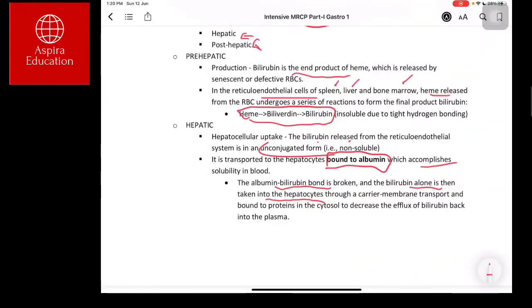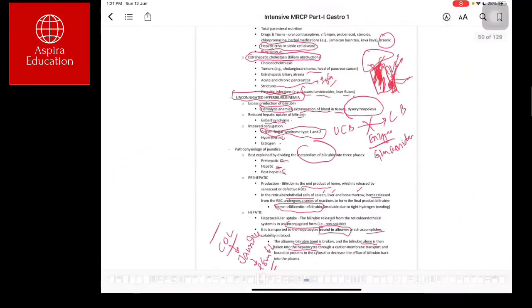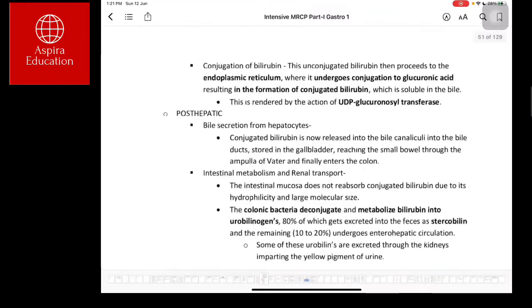Now you have to understand that a very important condition called cirrhosis of liver can lead to jaundice. It leads to jaundice in part because albumin production is decreased. When albumin production is decreased, it will not bind to the unconjugated bilirubin. Hence, unconjugated hyperbilirubinemia can occur in cirrhosis because there is less albumin available to bind to the unconjugated bilirubin.